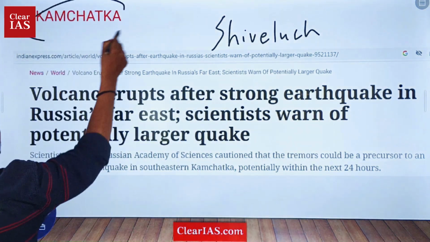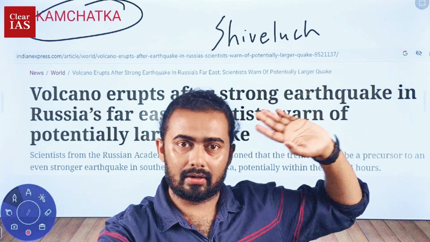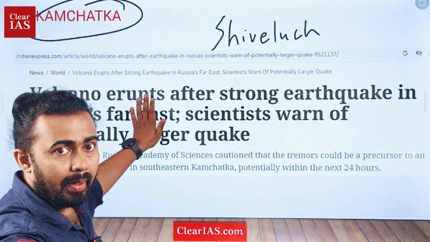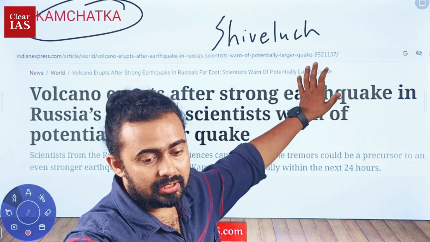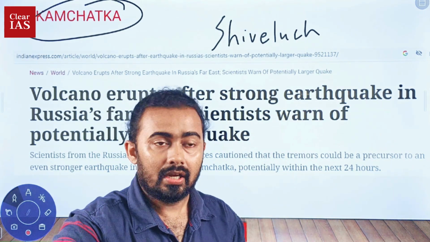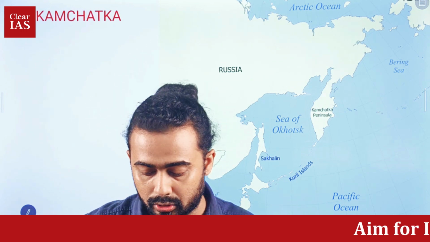That Kamchatka Peninsula region is in the far eastern part of Russia and onto the exterior regions of Siberia. So after this earthquake happened, a particular volcano, Shiveluch, erupted. That is the current affairs event that actually happened. Now we will understand the location of this event and why it is happening there. Where is it and why is it? Those are the two things we are going to understand.